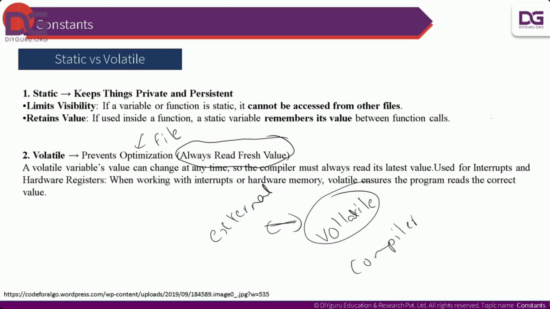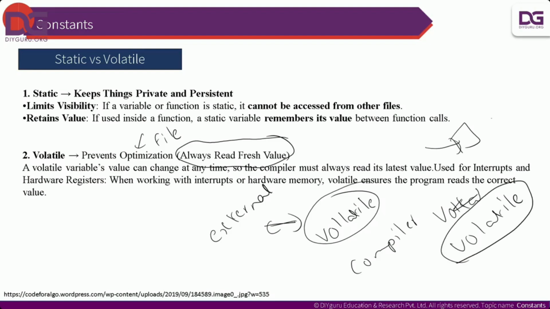Say you have some hardware that tries to change this variable's value, then it's better to use the volatile keyword. Okay, so that every time the code is compiled, it will always check for the fresh, current value after the changes that have been made by your external systems.